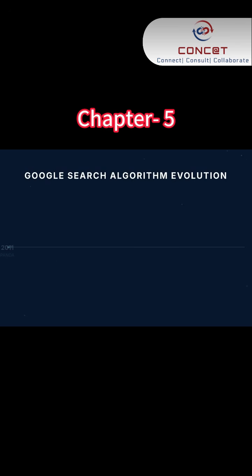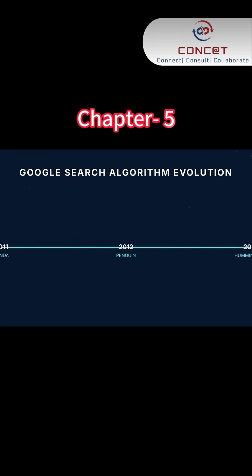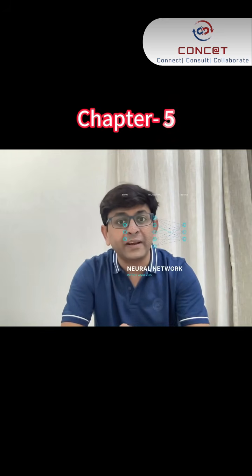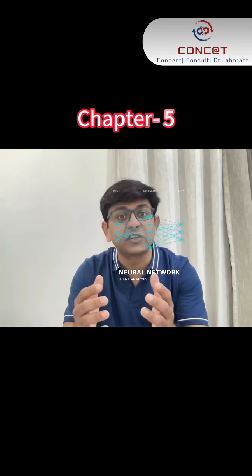To keep search results high quality, Google regularly updates its algorithm. Major updates have significantly shaped SEO practices over the years. Increasingly, Google uses machine learning and AI to better understand natural language and identify the true intent behind search queries.